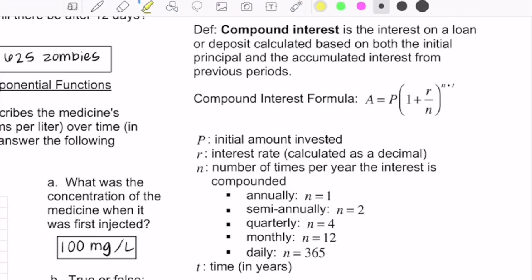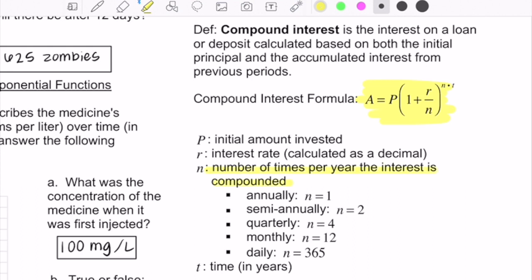All right, in the next question, compound interest is interest on a loan that's calculated based off of the initial principal and then also accumulated interest from other periods. And so this formula right here is the compound interest formula. And so we'll be using that to answer some questions today. In the formula, you see that P is the principal, that's the initial amount that gets invested. R is the interest rate, which is calculated as a decimal. N stands for the number of times per year that the interest is compounded, and this is something that people sometimes struggle with.